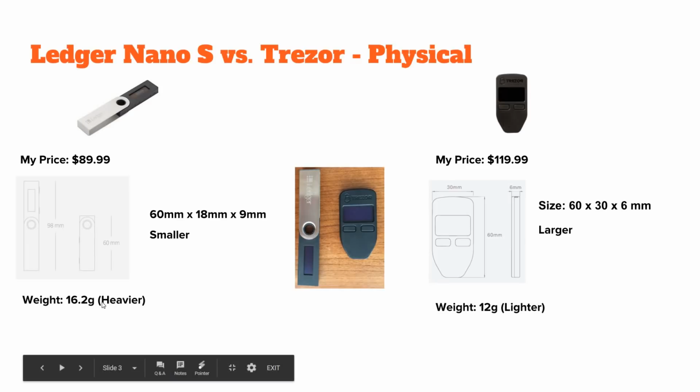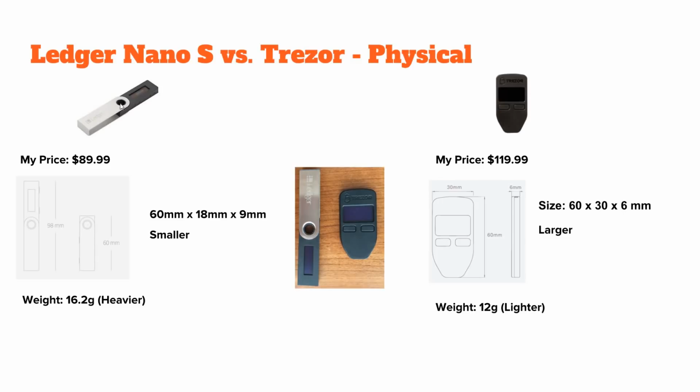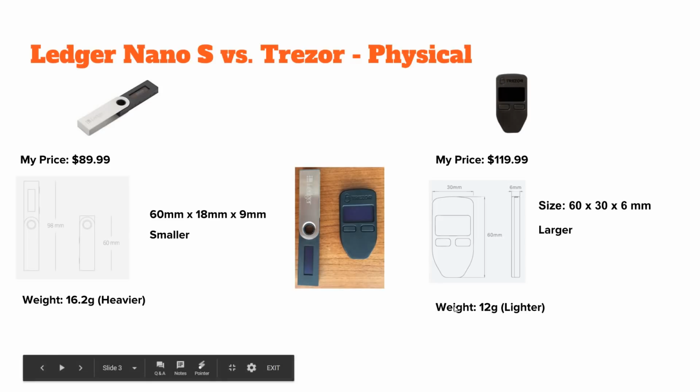The Nano is a little bit heavier than the Trezor. The Nano is about 6.2 grams, and the Trezor is about 12 grams. One of the reasons why the Nano is a little heavier is the middle piece that extends out to protect the Nano when you close it back in. It protects the screen and the surrounding area of the plastic. The Trezor, on the other hand, doesn't have any metal. It's just a plastic piece only. That's why it's a little lighter.